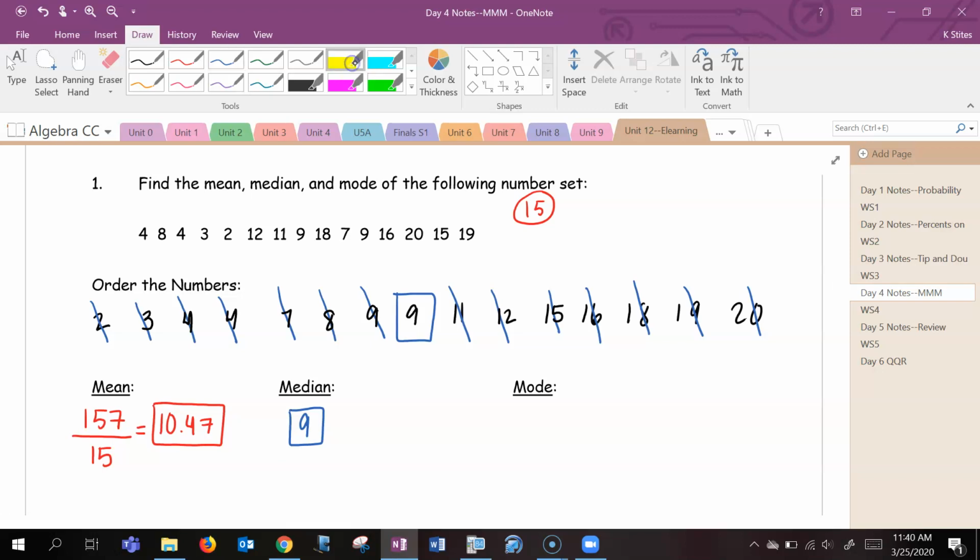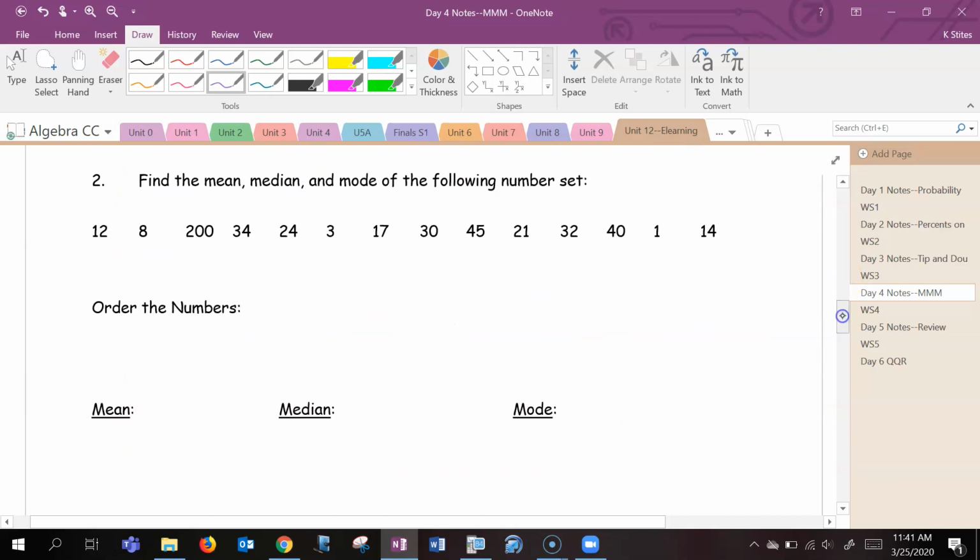And then the mode is the number that occurs most frequently. So if you look, you have 2 4s and you also have 2 9s. And so our mode is 4 and 9. Both of them are modes. All right, and that's it. That's all you have to do.